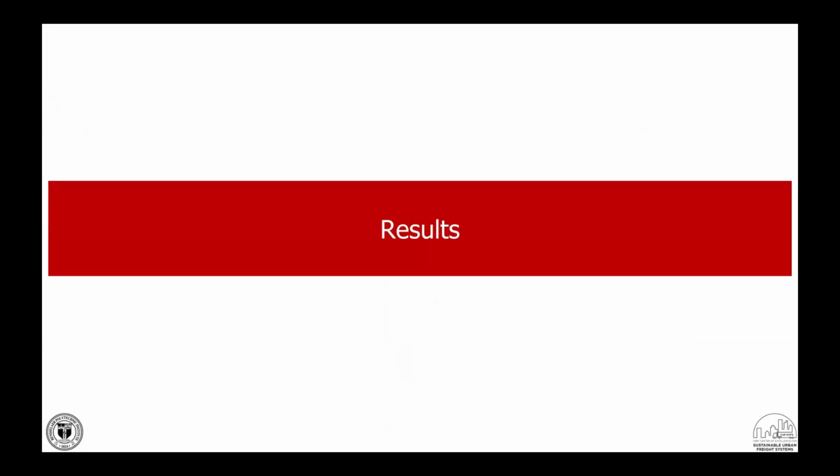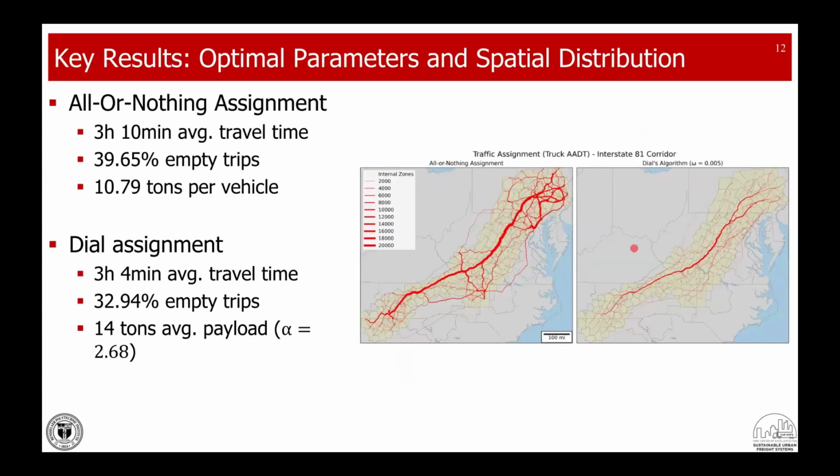In terms of results, this is basically the idea. We're comparing all or nothing against a simple stochastic method. Travel times are basically the same. There's no issue, at least on a generic commodity, on getting it the same, except for a few minutes.